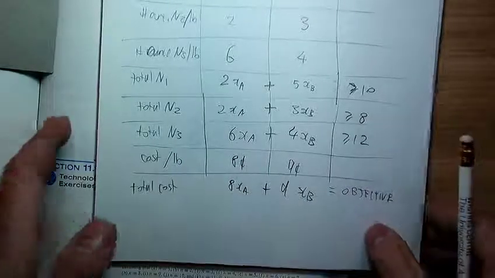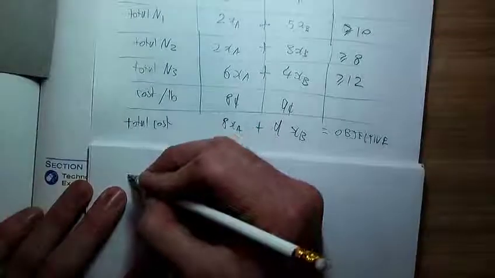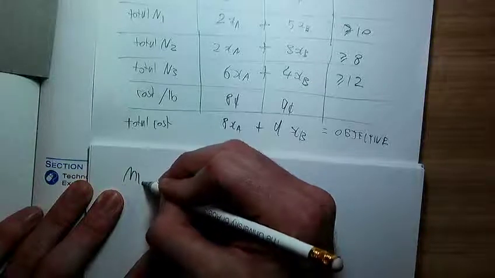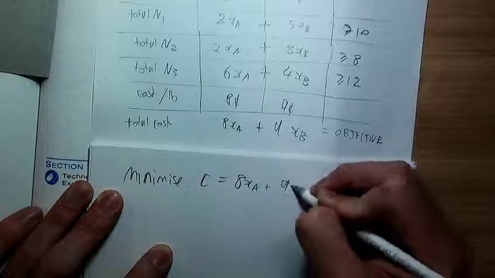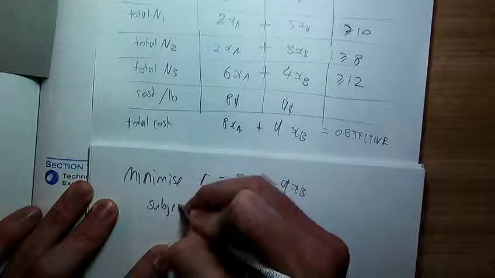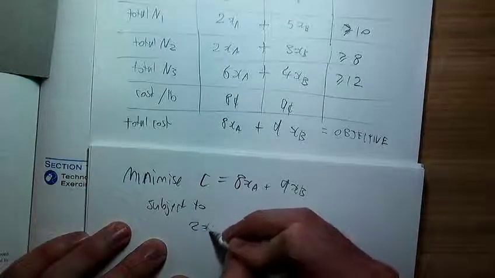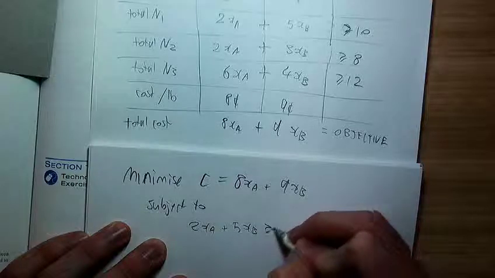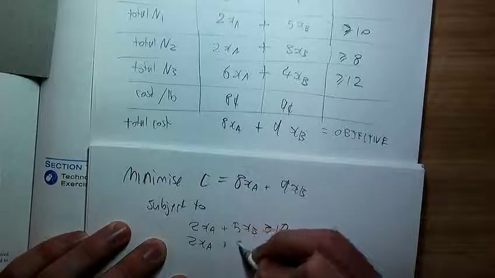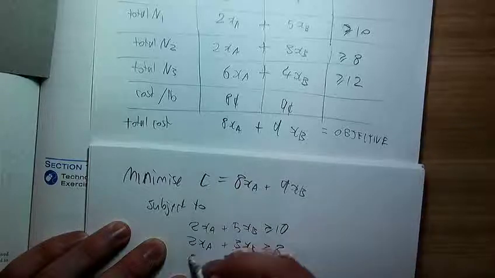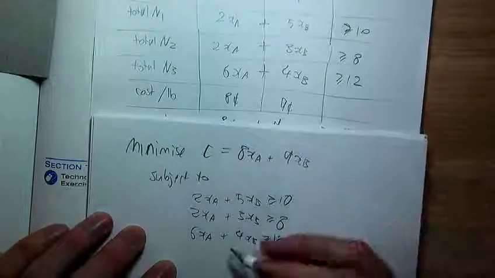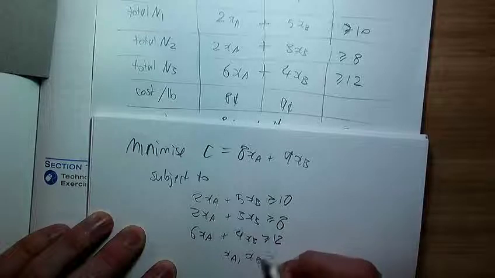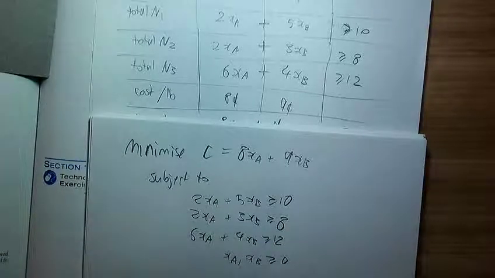All right. So now I can pull everything out of the table. So what did we want to do? Minimize this function, subject to 2XA plus 5XB greater than or equal to 10, 2XA plus 3XB greater than or equal to 8, 6XA plus 4XB greater than or equal to 12. And I suppose XA and XB have to be greater than or equal to 0. That's it.